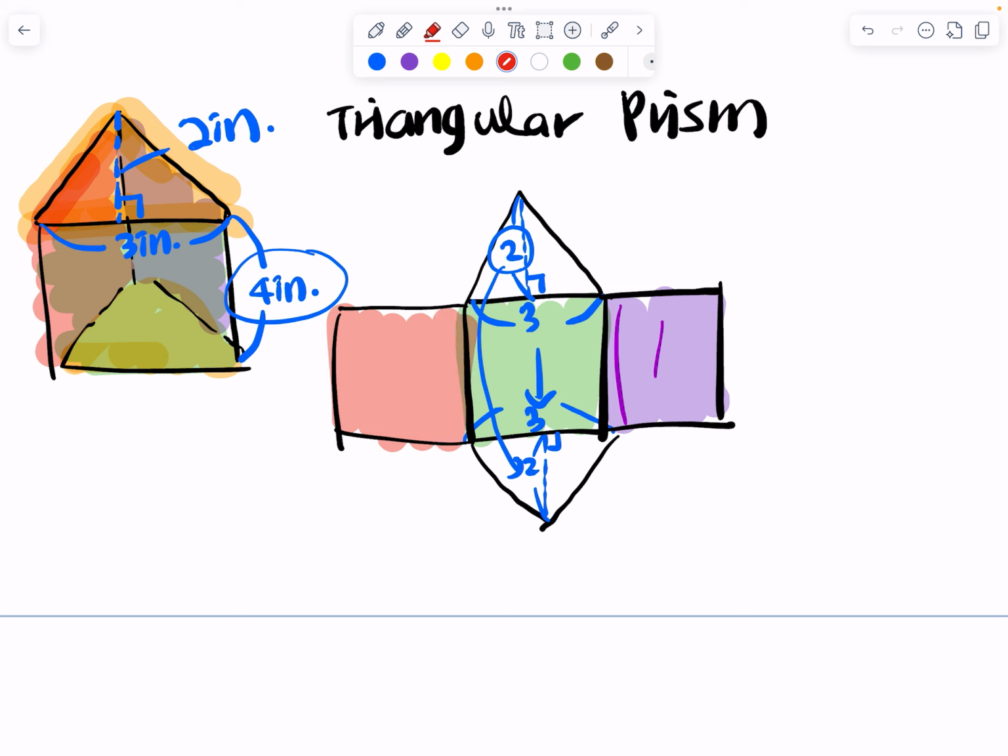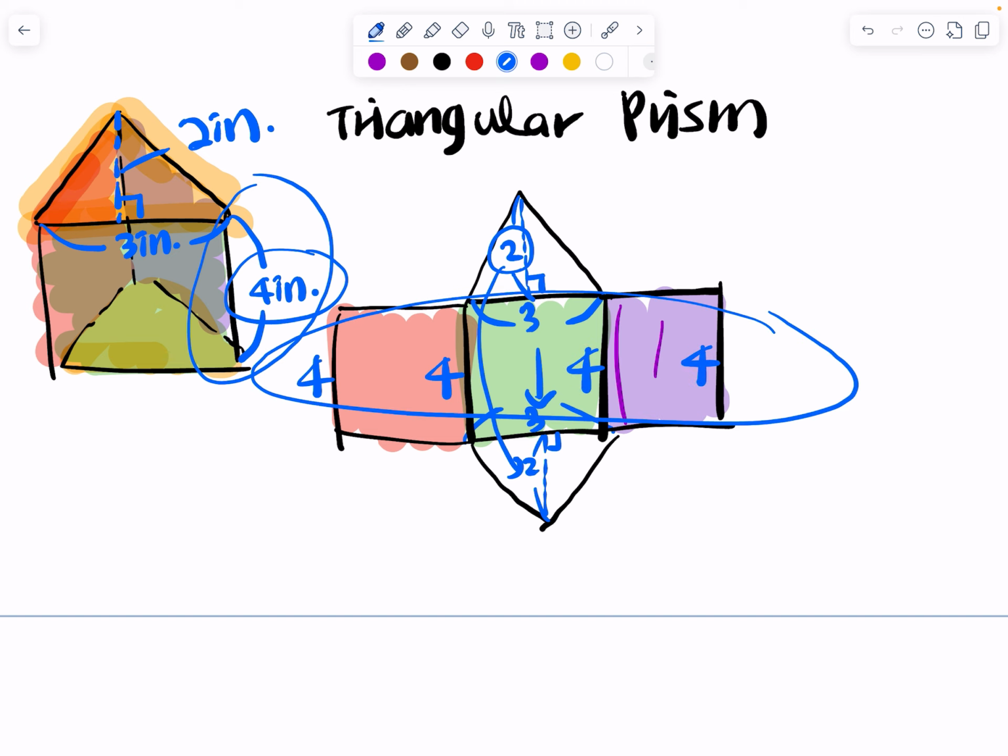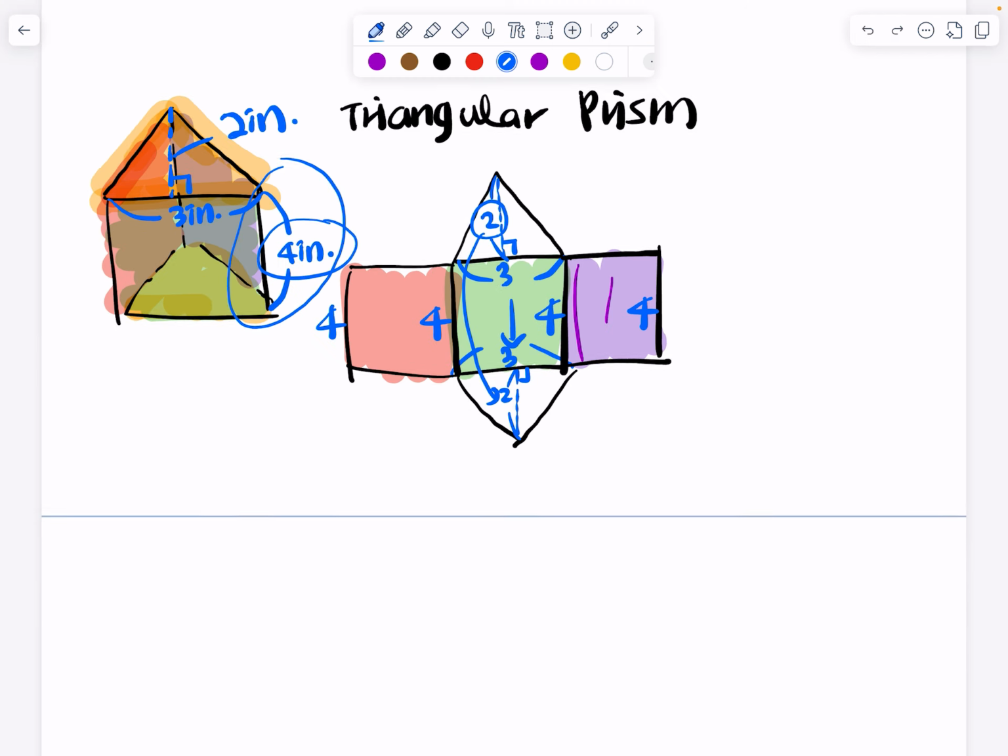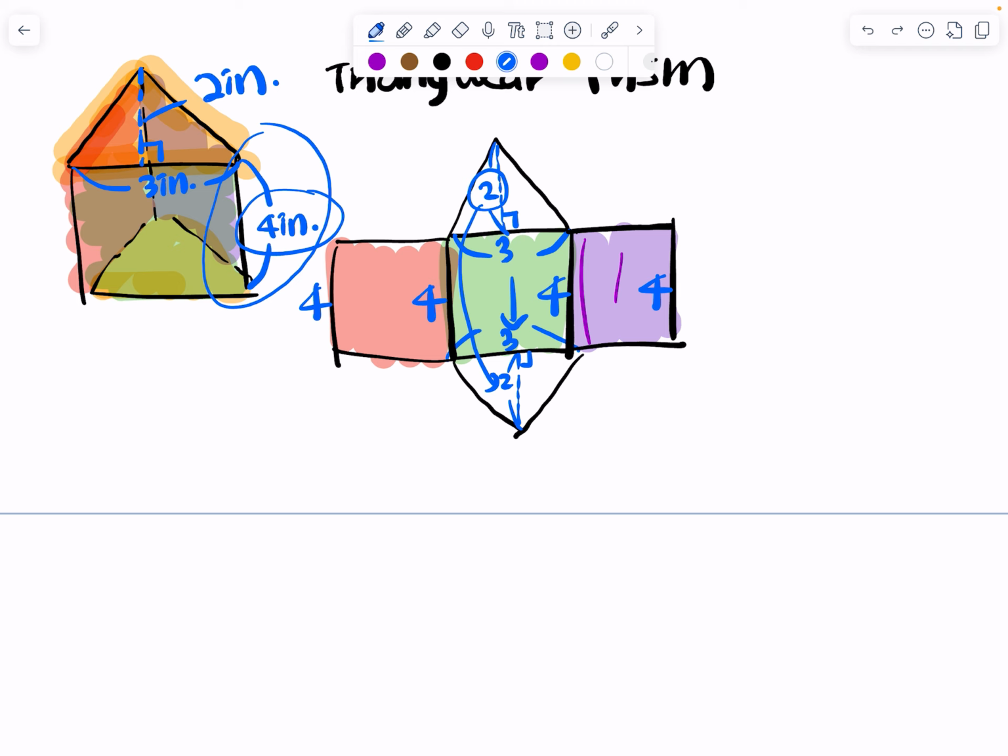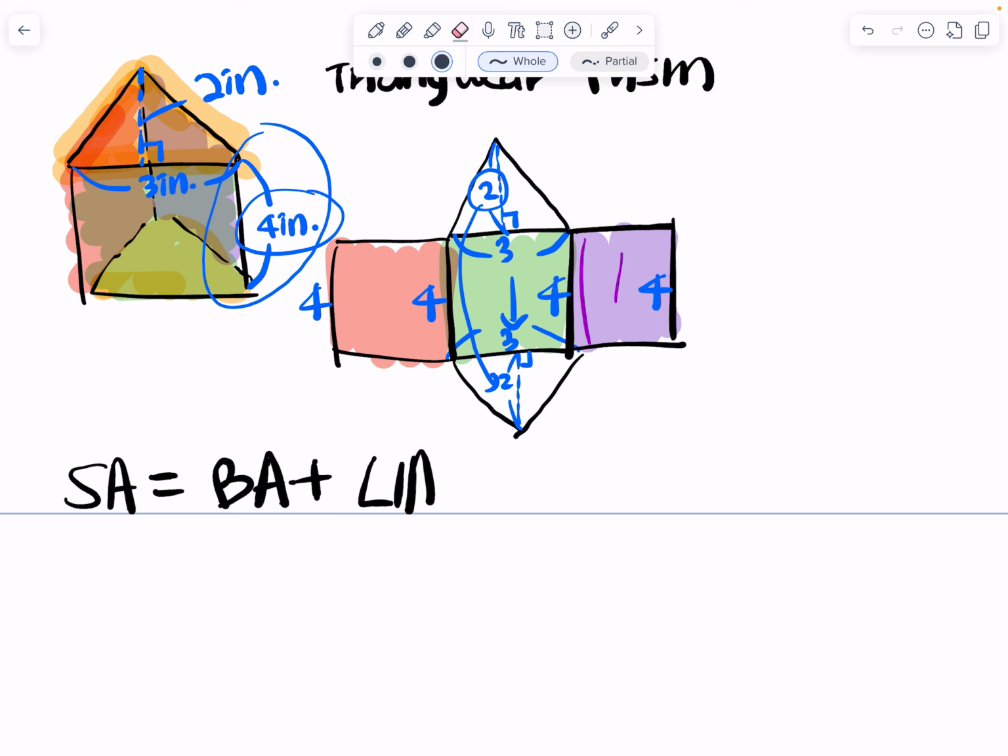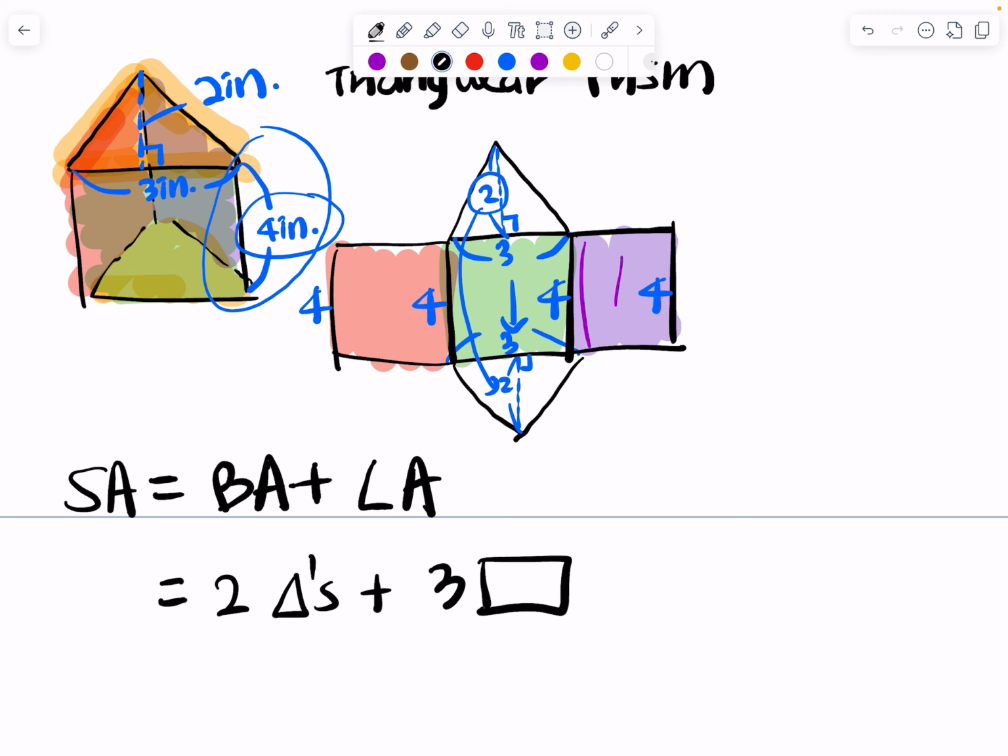Okay? So, what are we going to do? Do we label everything? No. We forgot to label the height of the prism, which is 4, 4, 4, 4. It's got 3 lateral faces and 2 bases. We are done. Get it? All right, so that's in terms of drawing the net, right? Let us find the surface area. The bases are 2 triangles, isn't that right? And then the lateral areas are 3 rectangles.